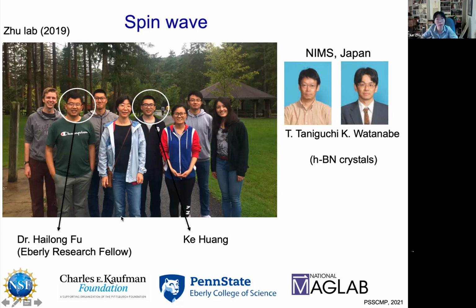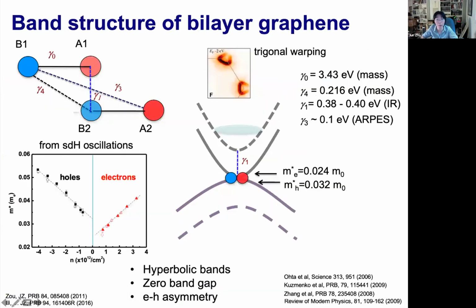Okay, so gamma 0 and gamma 4. Gamma 0 you can get from the ARPES spectra as well. You get the dispersion and that's the curvature. Now gamma 4 comes from the asymmetry between the electron and hole mass. We can fit that to get gamma 4. So these are our values. You also get gamma 0 from mass as well because that gives the overall band curvature. Gamma 1 comes from infrared measurement because that's a direct transition you can probe. And gamma 3 is from this warping. You can see these references here as well.